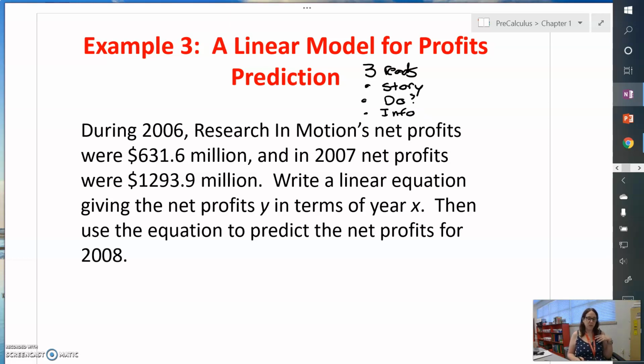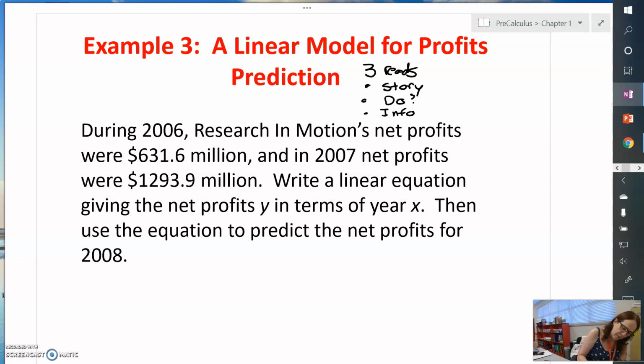So we have, during 2006, Research in Motion's net profits were $631.6 million. And in 2007, net profits were $1,293.9 million. Write a linear equation giving the net profits y in terms of the year x. Then use the equation to predict the net profits for 2008. Pause your video right here and read through the problem 2 more times. And then hit play again, and we'll go ahead and solve the problem.